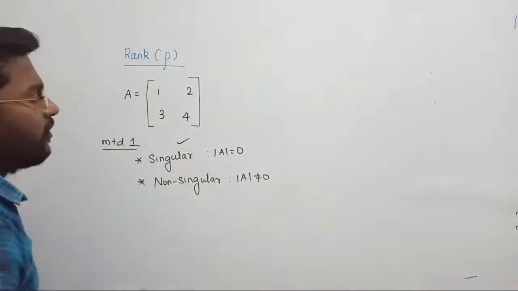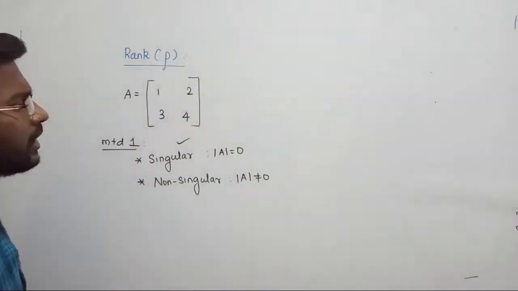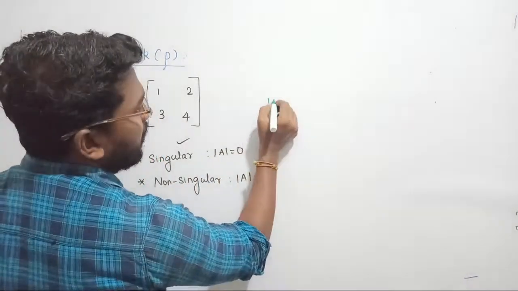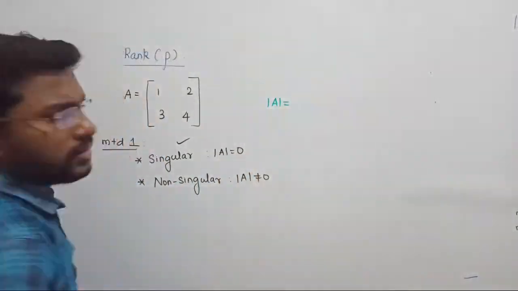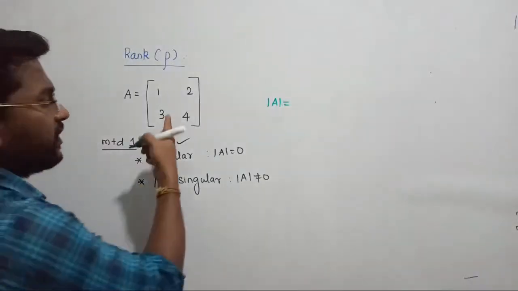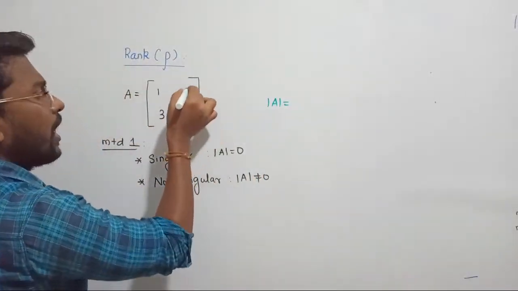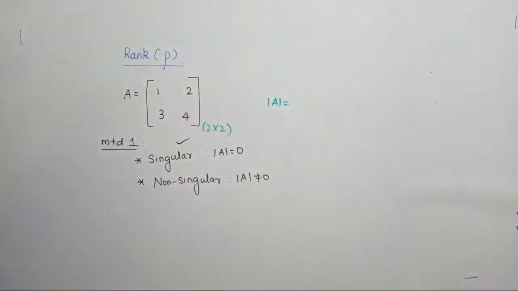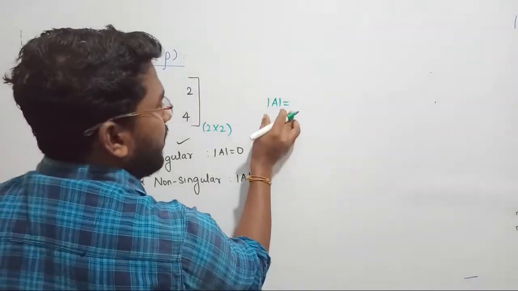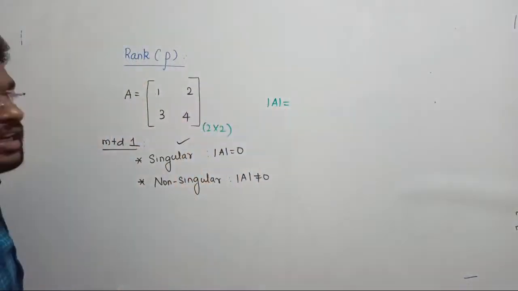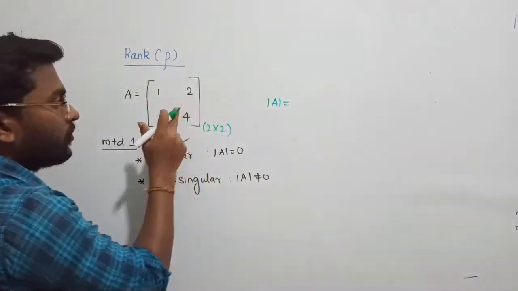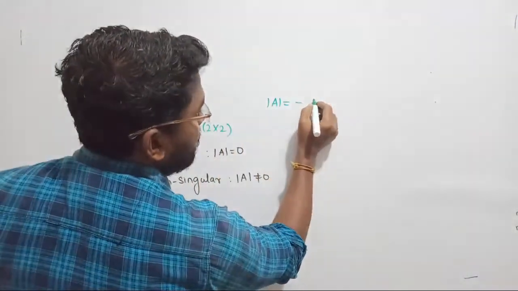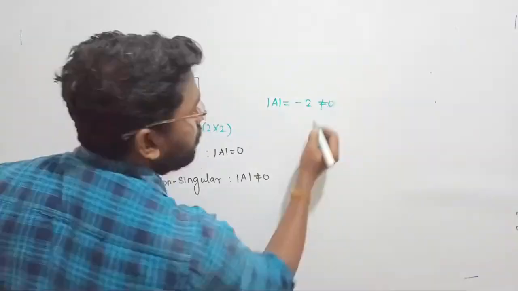Anyway, the given matrix is a perfect square. Can you find the determinant of the matrix? Let us check. First, find the order of the matrix. The order of this matrix is 2 cross 2. That is very important. Step number 2, find the determinant of the matrix. The determinant of this matrix is 4 minus 6, that is minus 2, which is not equal to 0.